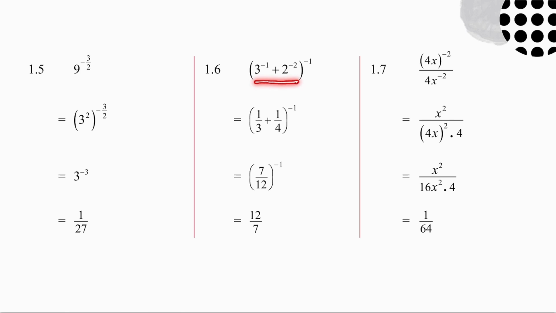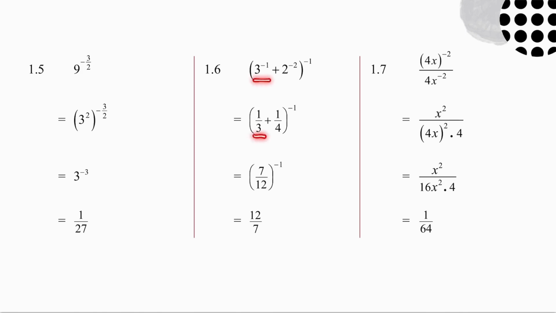I have 2 terms inside that bracket. You may not bring the minus 1 into the bracket at this stage. So you can only have 1 term in the bracket for that minus 1 to belong to everything inside the bracket. So the first thing I need to do is simplify inside the bracket.